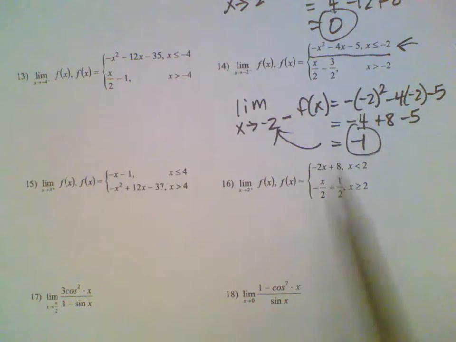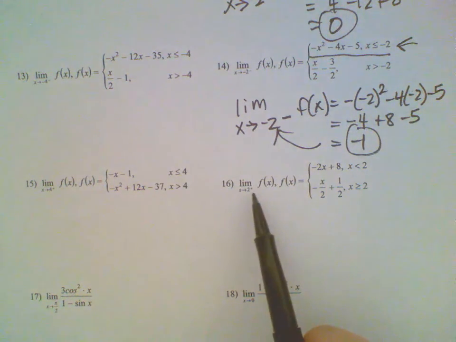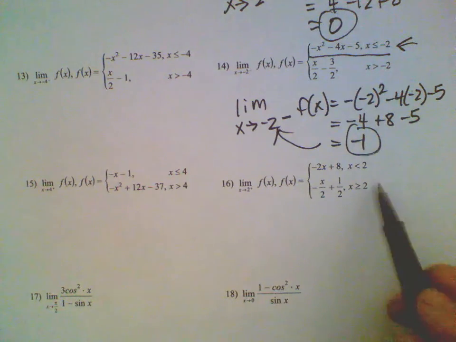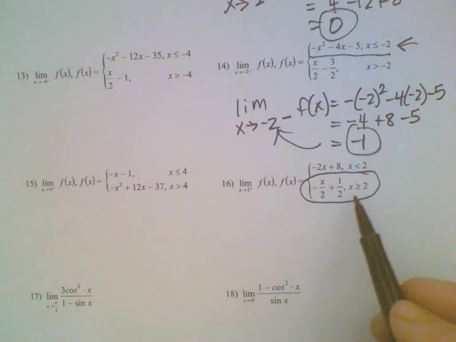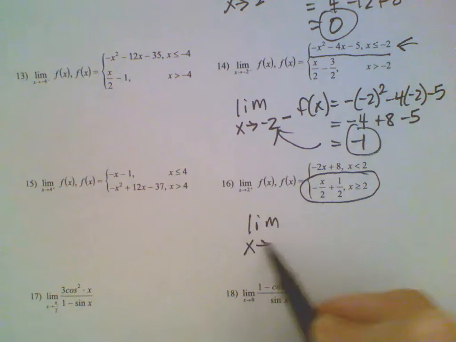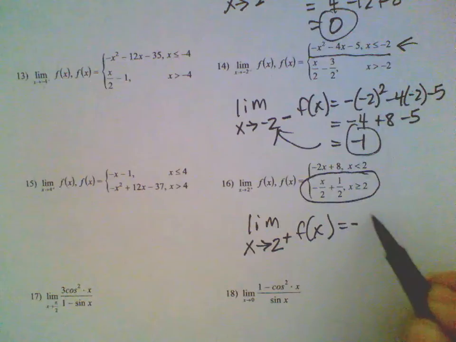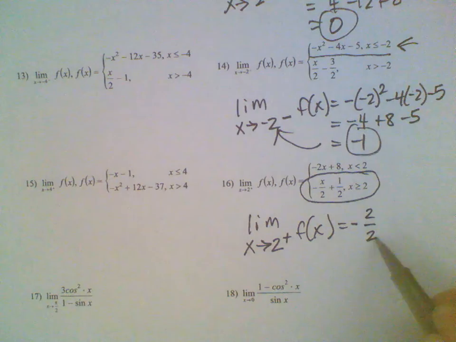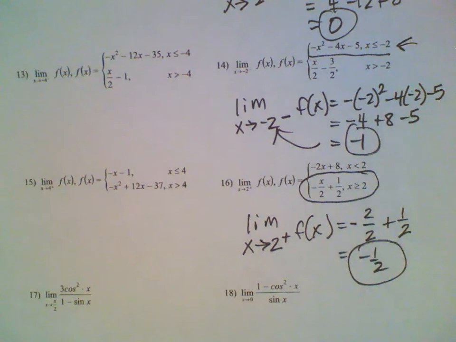And so my last piecewise function is the one where I'm approaching 2 from the right. The little plus tells me from the right, and so that is the part that is for values that are bigger than 2. Those are all the values that are to the right of 2. So my limit as x approaches 2 from the right of this function is the opposite of 2 over 2 plus 1/2, which is -1 plus 1/2, so -1/2 is my final limit.